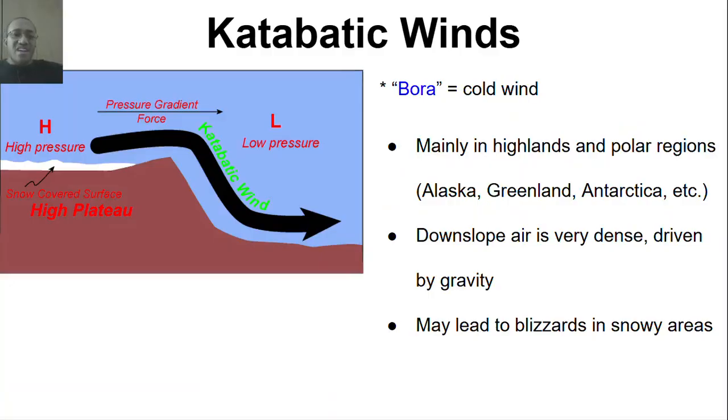The next type of windstorm is the katabatic winds. This type of windstorm comes from the name Bora, which are called the cold winds, and these winds are mainly confined to the highlands and polar regions, for example, Alaska, Greenland, and the Antarctic regions.